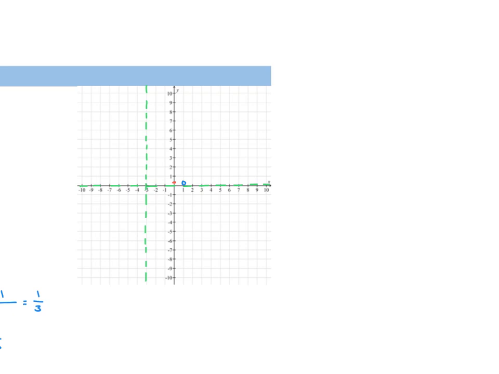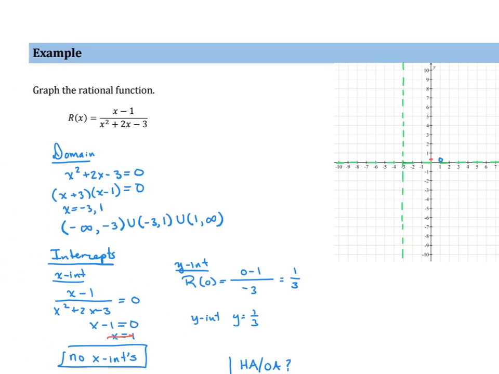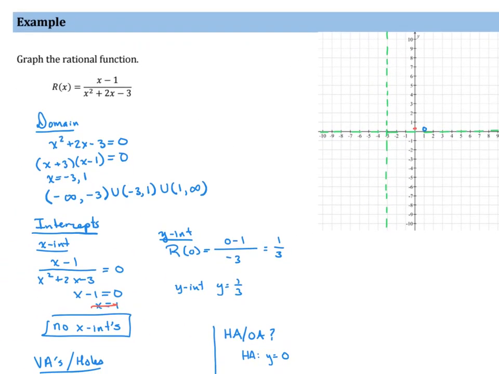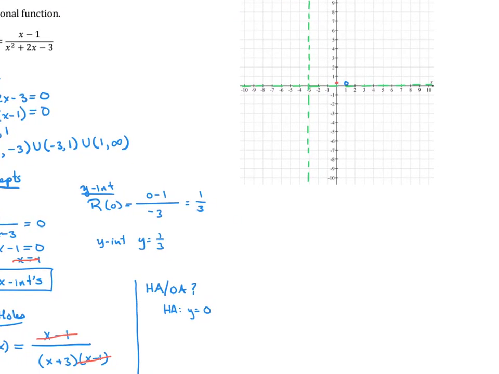Now, does our graph ever intersect the horizontal asymptote? Well, for it to cross our horizontal asymptote, it would need to cross our x-axis. But we've already said there are no x-intercepts, so no reason to check that. So let's go ahead and plot additional values.